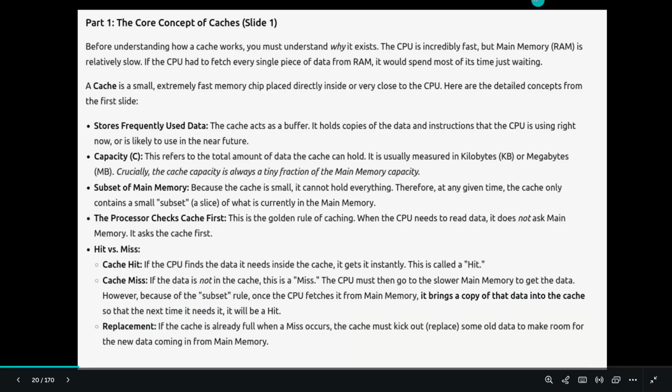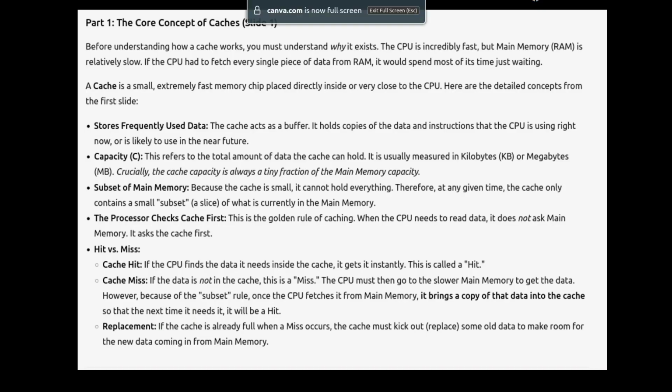So whenever a cache miss happens, the CPU fetches the data from the main memory, but that copy also has to be placed in the cache, because the next time you need it, it will be a hit. Replacement: if the cache is already full when a miss occurs, some of the old data has to be replaced. So we need a replacement algorithm in order to do that.